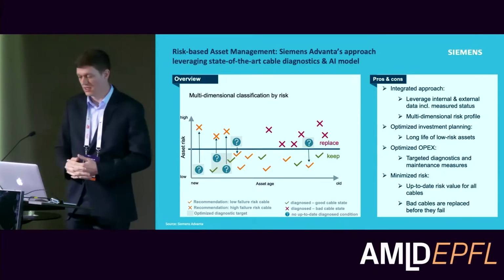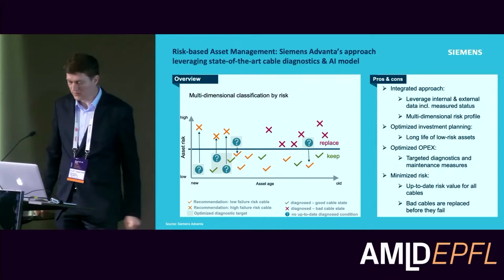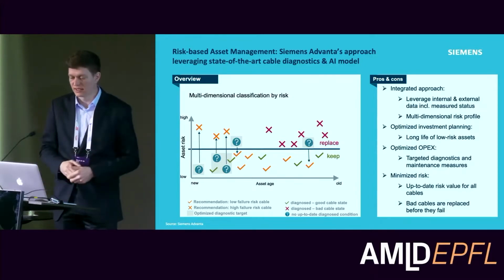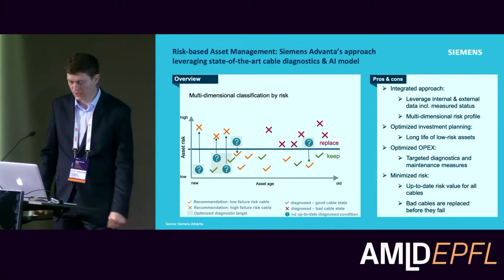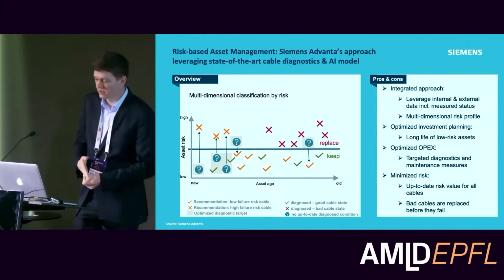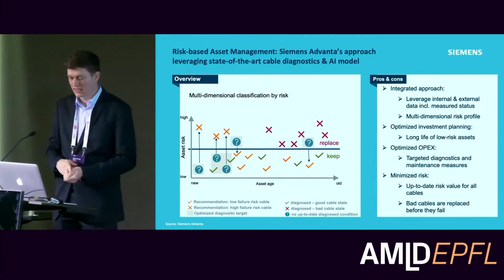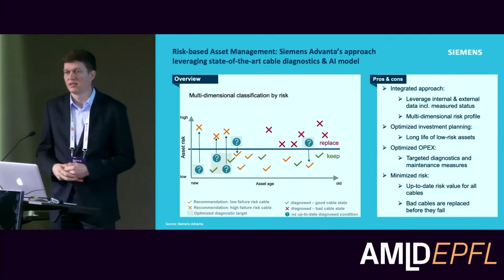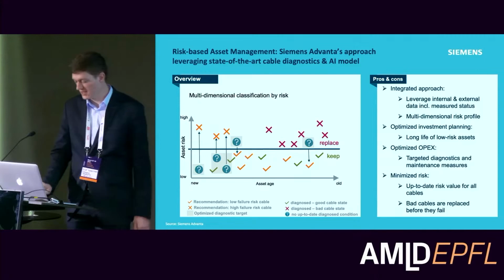So maybe some of the cables have not been diagnosed in the past, of a certain type or location. So we now have an up-to-date risk value for all of the cables, and the bad cables are then mostly replaced before they fail.